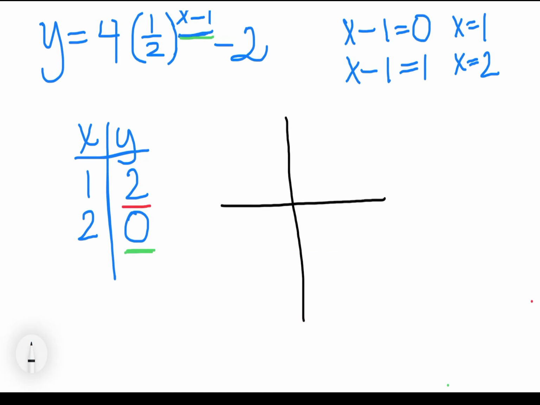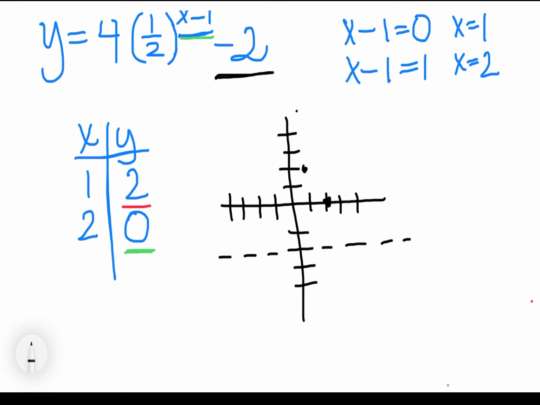So now let's graph our equation. We know our k value is -2, so that is going to be our horizontal asymptote. Next, we're going to plot our points (1, 2) and then (2, 0), and we draw our curve from left to right, not crossing the horizontal asymptote.